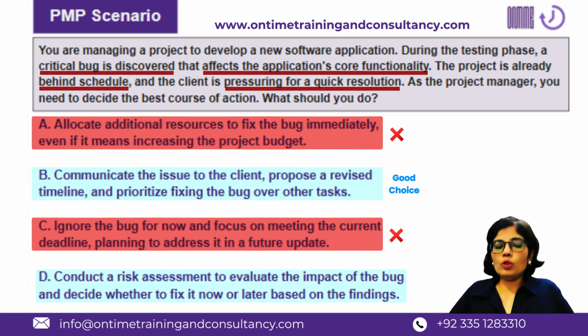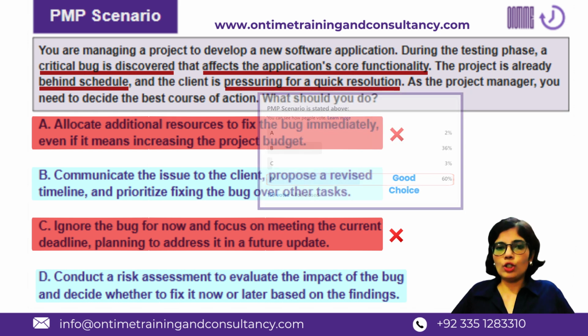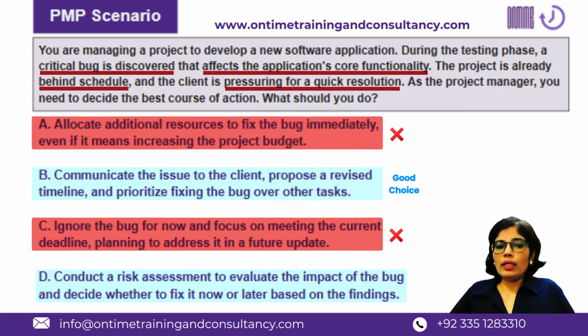Option D. So when I posted this question on my regular Friday polls, most of the people went for option D, and it was like a real contest between option B and option D. So option D says conduct a risk assessment to evaluate the impact of the bug and decide whether to fix it now or later based on the findings.